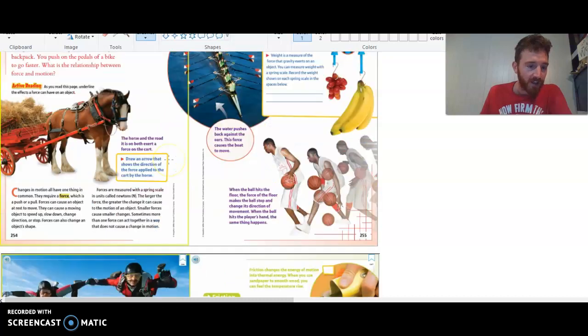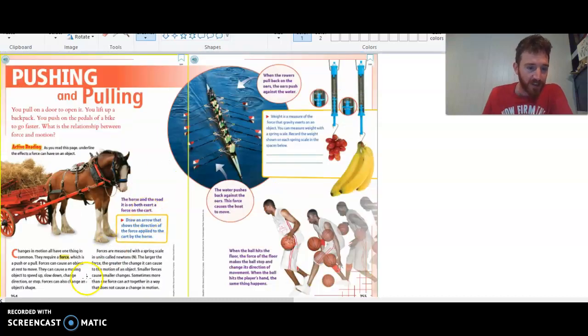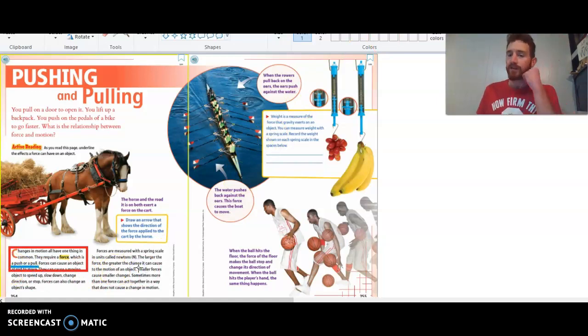One thing we've got here for our force definition, in our first couple pages: force is any push or pull. Real simple definition, just like motion is a change in position. Changes in motion have one thing in common, which is that they require a force, which is a push or pull. Make sure we have that there. When we push on things, when we pull on things, we're using force. Even when we walk around, we push against the ground, and that helps us move.